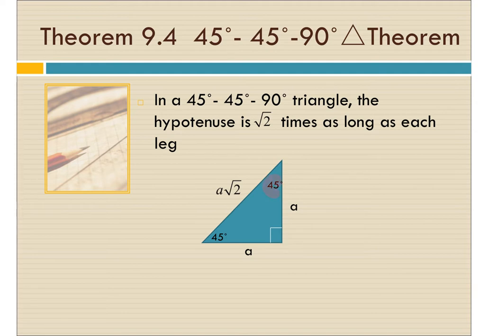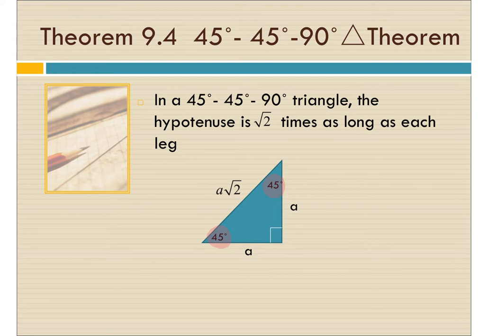Excellent. So highlight those two 45-degree angles, okay? Whenever you have two angles that are the same inside of a triangle, a light bulb should go off in your head. We're dealing with an isosceles triangle, right? So from here, the two sides across from those angles need to be the same length. So we know these two are A, and then we get A times the square root of 2.